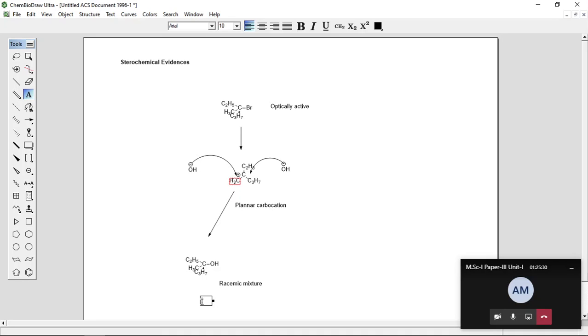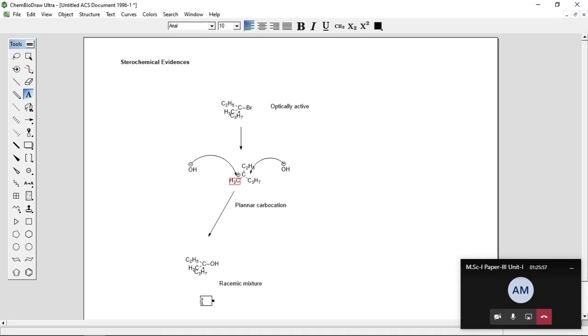Because one enantiomer rotates the light to the right-hand side and the other rotates it to the left-hand side, the net effect is zero. That's why the racemic mixture is optically inactive. So by finding the stereochemical evidences, you can easily determine the mechanism of reaction.